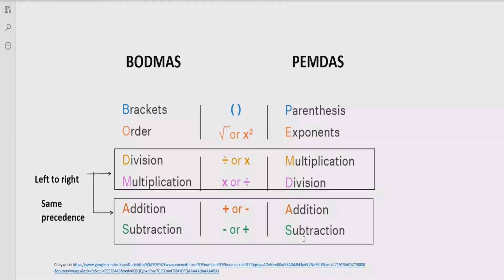So you have to go left to right in your expression and find out which operation is coming. If division is coming first, you have to solve the division first. And if multiplication is coming first, you have to solve the multiplication first. Similarly, for addition and subtraction, we have the same rule. We can solve addition first if it is coming first and we can solve subtraction first if it is coming first. Now, move forward to solve the given expression.